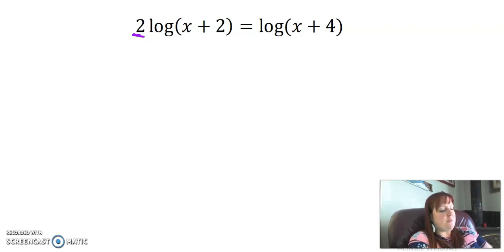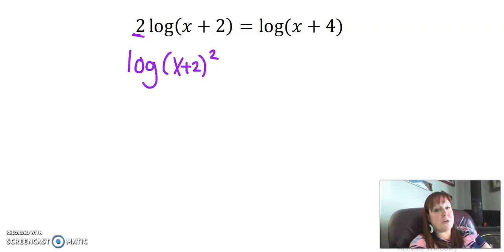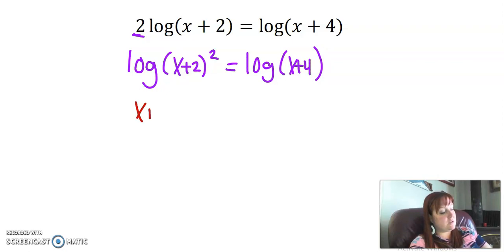We could put it up and we could square it, right? So log of (x plus 2) squared, I can just bring that 2 up into the exponent, equals log of x plus 4, right? Okay, awesome. So here I'm at there, and now since I have log of some argument equals log of some argument, I can just set the arguments equal to each other. So I can say (x plus 2) squared equals x plus 4.